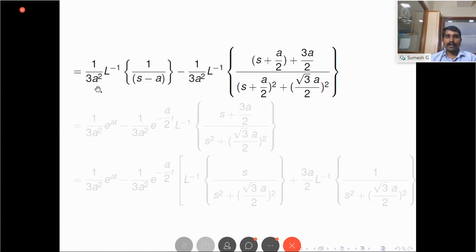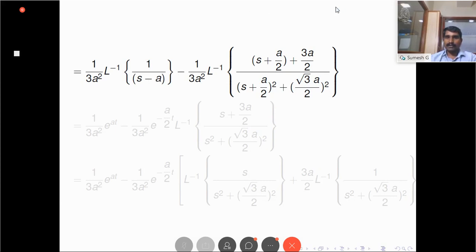It becomes 1 by 3a square inverse of 1 by s minus a, minus 1 by 3a square into inverse of s plus a by 2 plus 3a by 2 whole divided by s plus a by 2 whole square plus root 3a by 2 whole square. The inverse of the first term can be directly obtained, of the form inverse of 1 by s plus a. It is e raised to at.